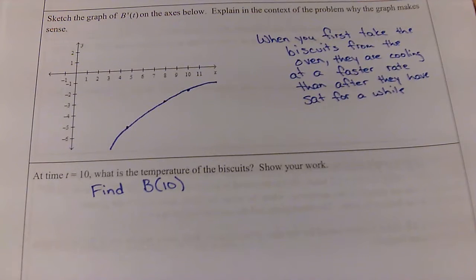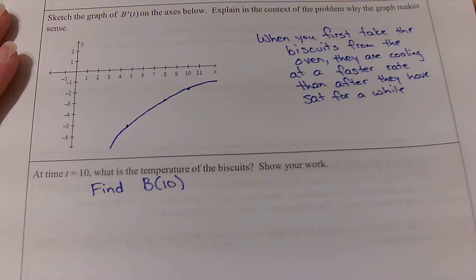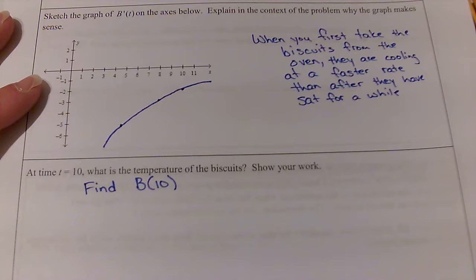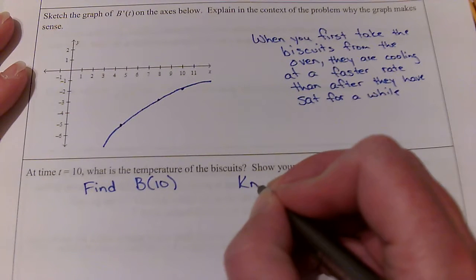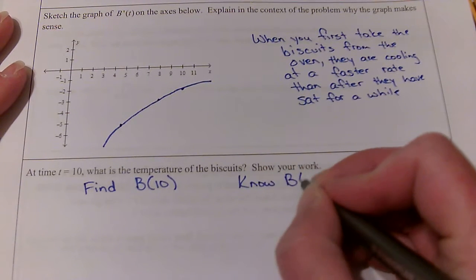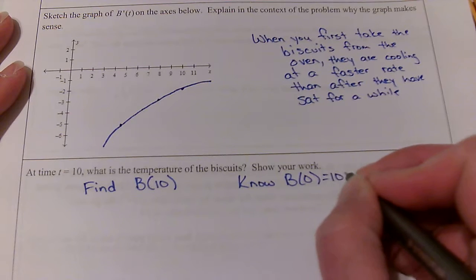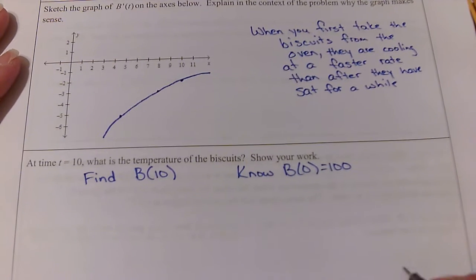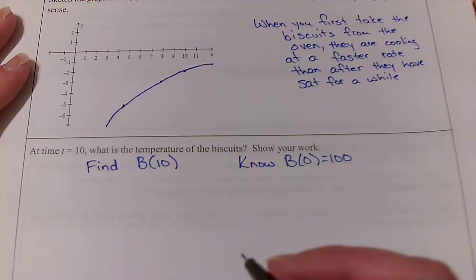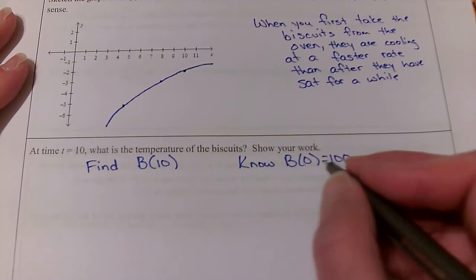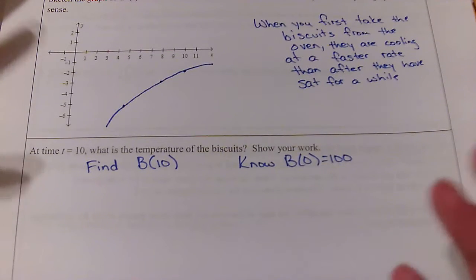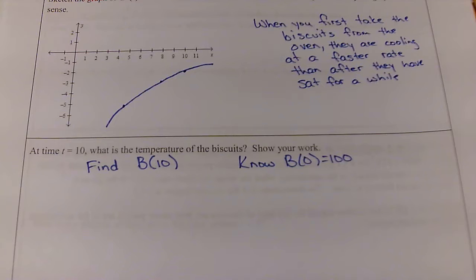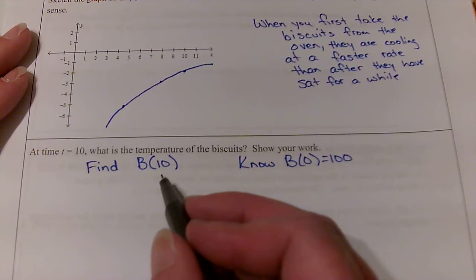Could we use the integral to find that? Well, we know the temperature at time 0. We know B of 0 is 100. We know what we started with. Could we find that amount of change from 0 to 10? How much did the temperature cool off between when we took it out of the oven and 10 minutes later?